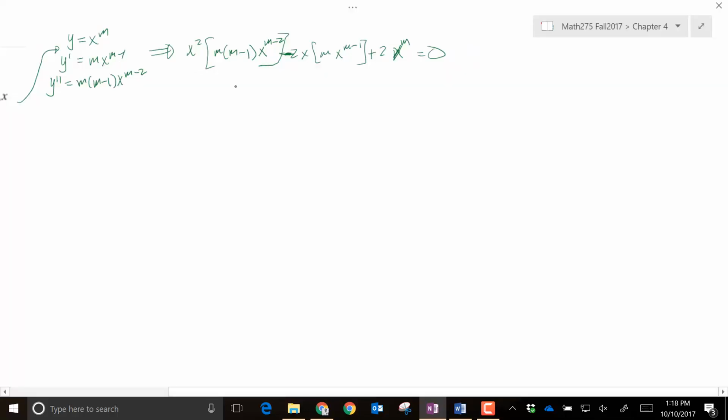So we factor out an x to the m, and then we have m times m minus 1 minus 2m plus 2. So we got m squared minus m minus 2m, that's minus 3m, plus 2 is equal to 0. So it was m minus 2, m minus 1, and then you solve for it. Does that look good?